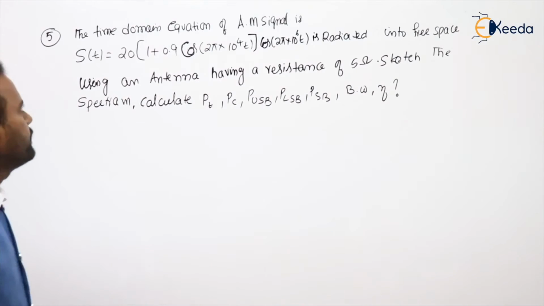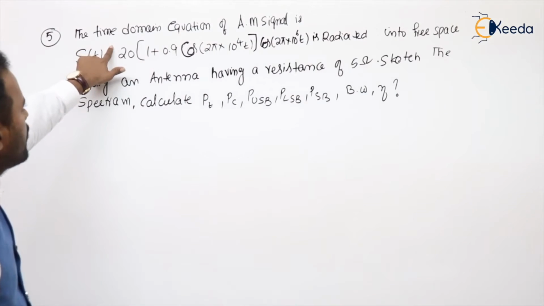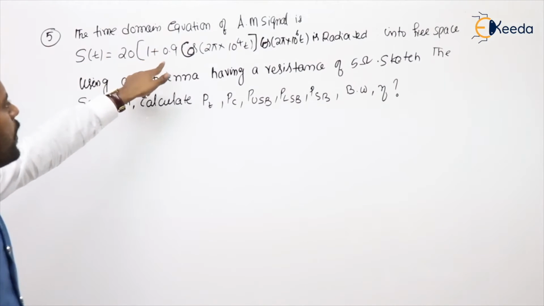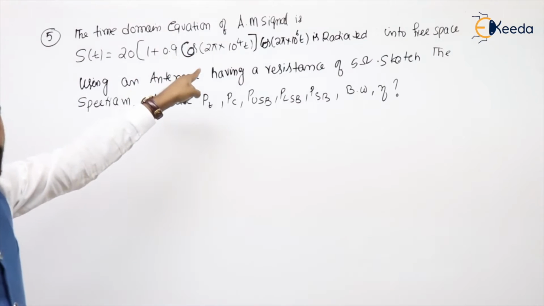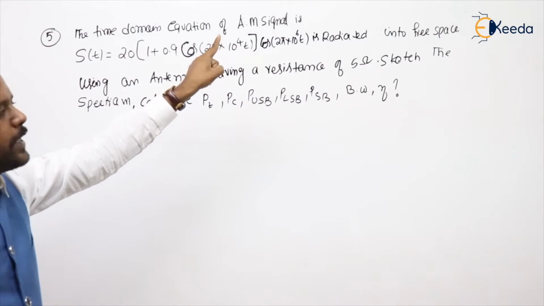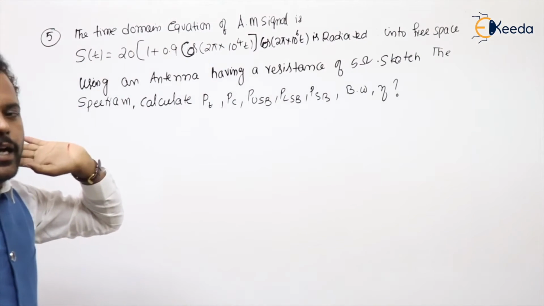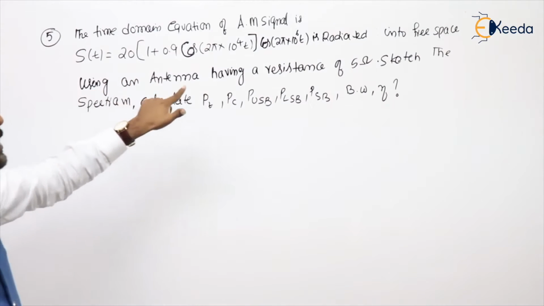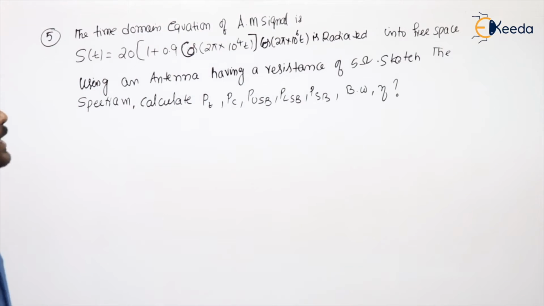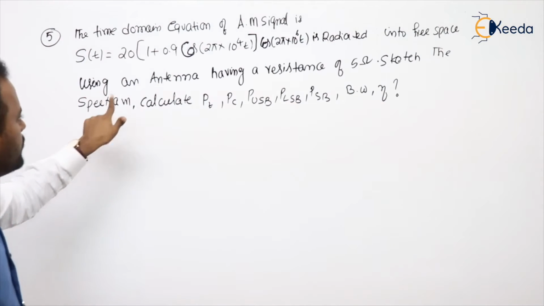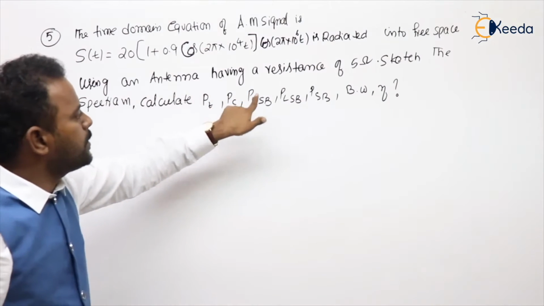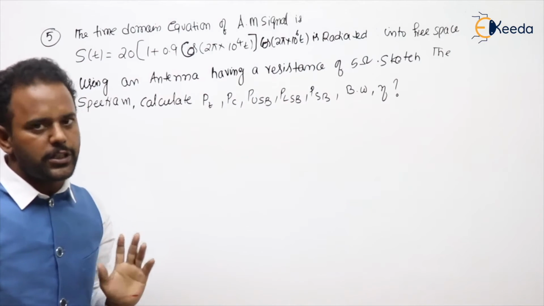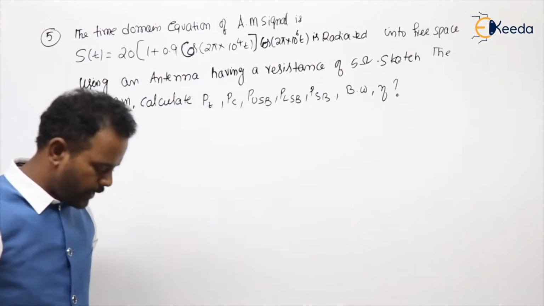See the next problem. The time domain expression of AM signal is S of t equal to 20 into 1 plus 0.9 cos 2 pi into 10 power 4 t into cos 2 pi into 10 power 6 t, radiated into free space using an antenna having a resistance of 5 ohm. Sketch the spectrum, calculate PT, PC, PUSB, PLSB, PSB and bandwidth and efficiency. All the parameters we need to calculate.